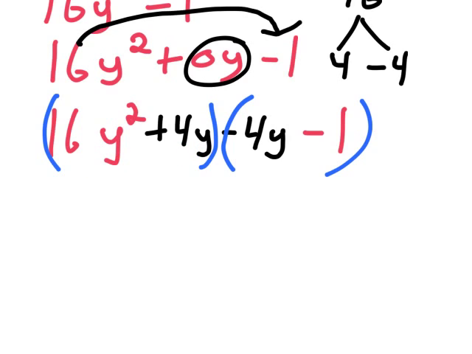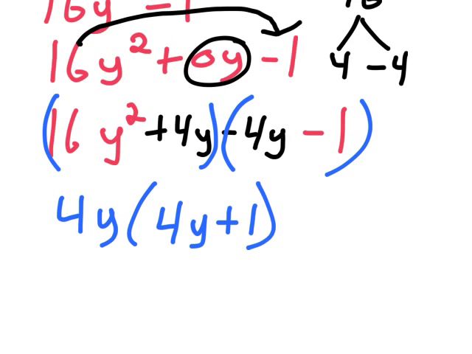This one, both terms are divisible by 4, also divisible by y. So I'm going to take out 4y, and what's left over is a 4y plus 1. Okay, you divided a 4y out from it, that's not nothing, that's 1, okay? 4y divided by 4y, anything divided by itself is 1. Just watch out for that.